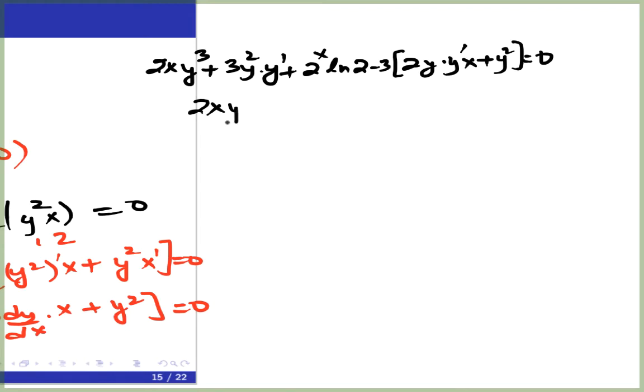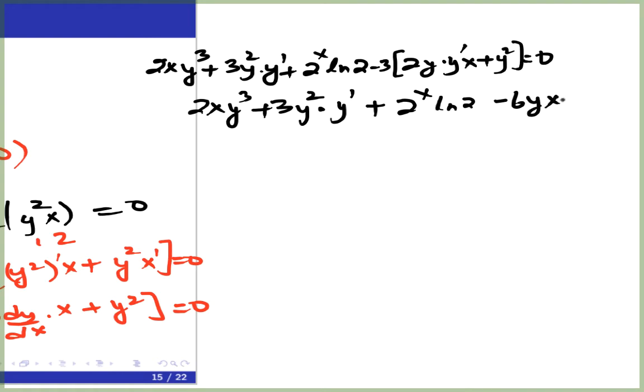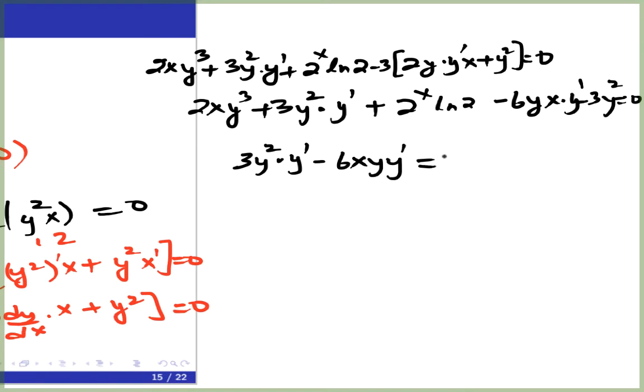So we have 2xy cubed plus 3y squared times y prime plus 2 to the power x natural log of 2 minus 6yx times y prime minus 3y squared equals 0. Get all the y primes on one side. 3y squared times y prime minus 6xy times y prime equals, get the other terms on the other side, 3y squared minus 2xy cubed minus 2 to the power x natural log of 2.